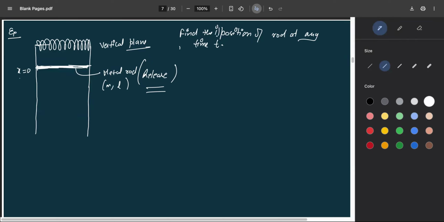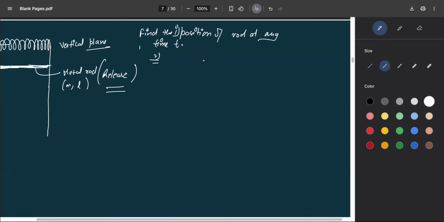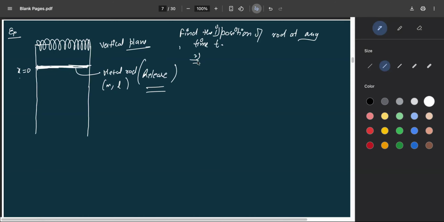Position is the first thing. Second, you have to calculate the velocity of the rod at that time. Third, you may calculate the current in the circuit. So that's the question. Please solve it and get me the answer. Even if you solve the first part, that is fine.